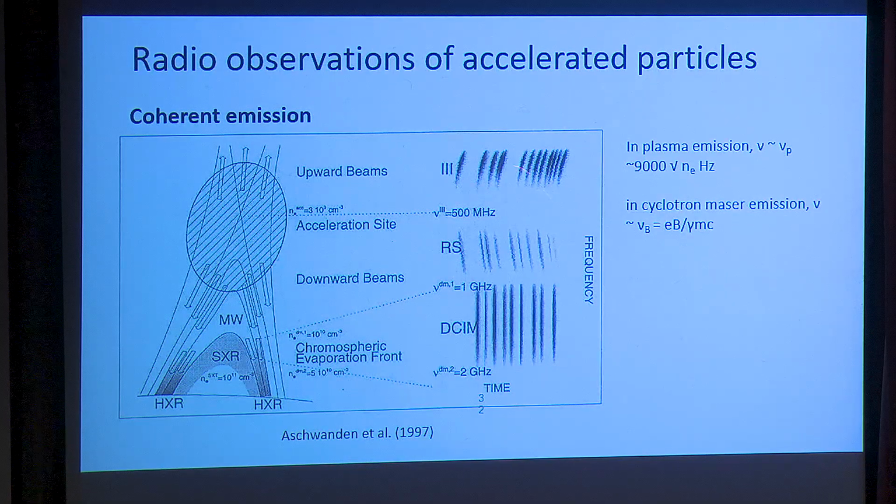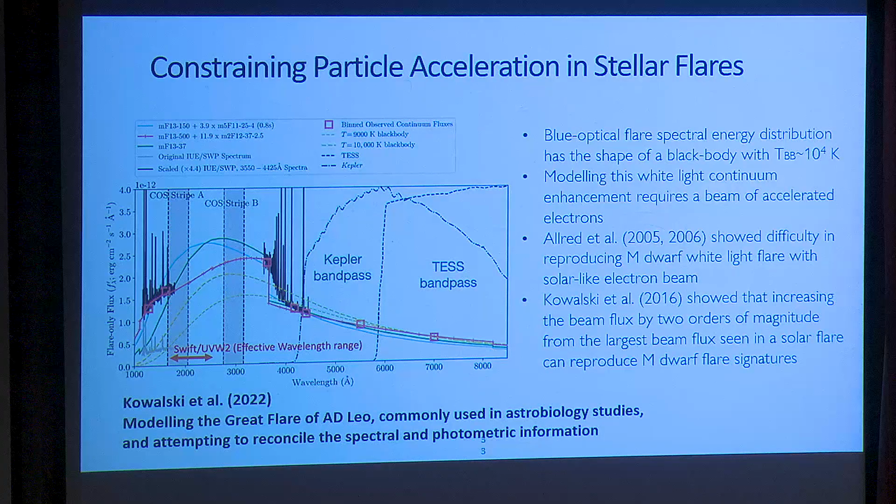Coherent emission, just very briefly: if you've got plasma emission, this is another example of some of these type 3 bursts, reverse slope bursts that are traveling back down into the stellar atmosphere. We have some constraints on this from stellar observations, but we don't have quite the same kind of span of wavelength coverage here. And then cyclotron maser emission, where the observing frequency is proportional to the magnetic field strength. All right, and then constraining particle acceleration in stellar flares.